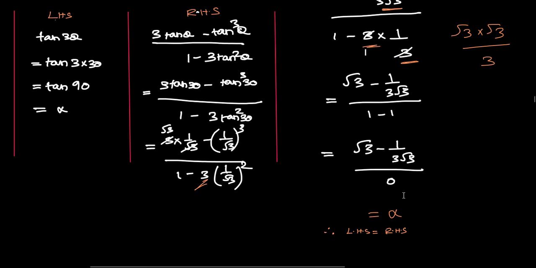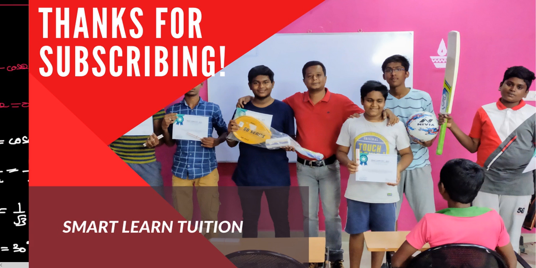Anything divided by 0 is infinity. So therefore LHS is infinity, RHS is infinity. Therefore LHS equals RHS, hence proved.